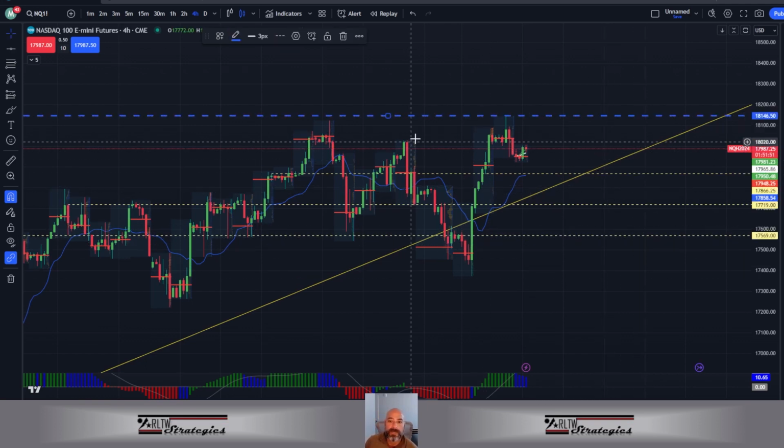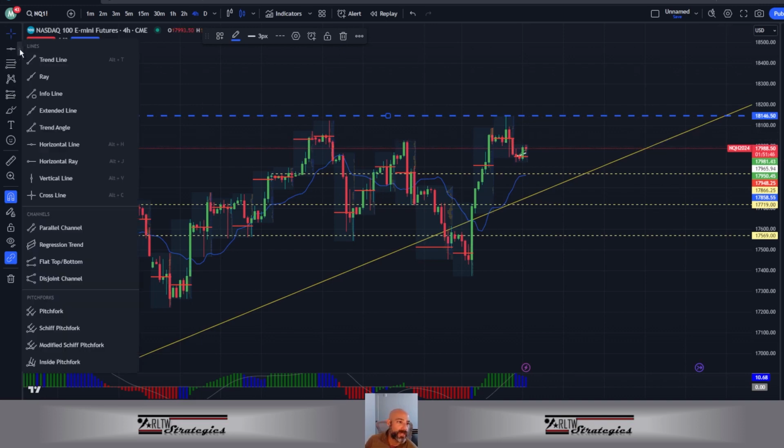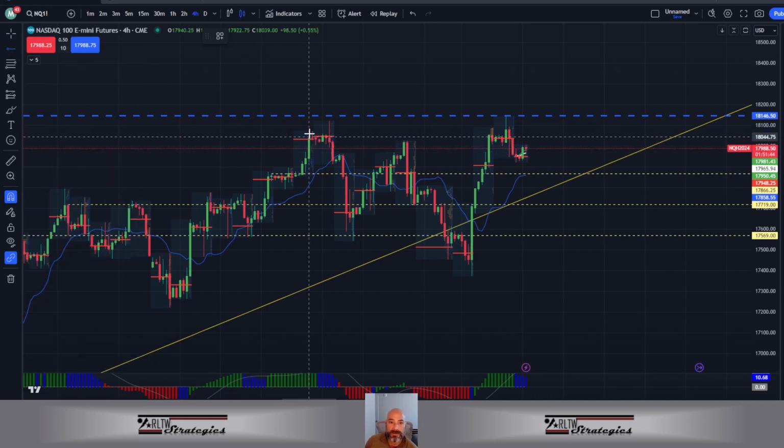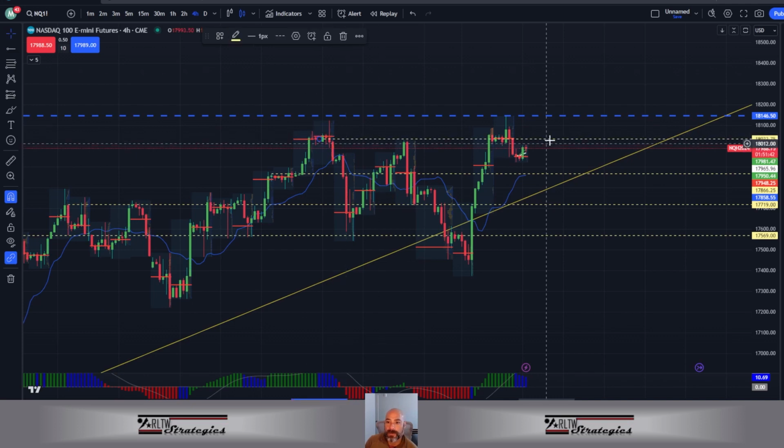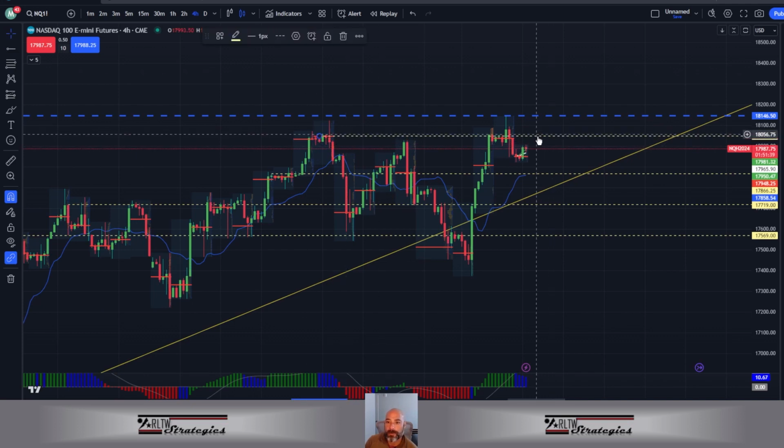This is a 4-hour. That might be a touch. We might have to break through that before we go to the all-time high. So something to watch out for. I'm going to watch this level. If it breaks through here, that's going to the all-time high. That's 130 points of movement between that yellow line and here. So that's a one-day trading session.